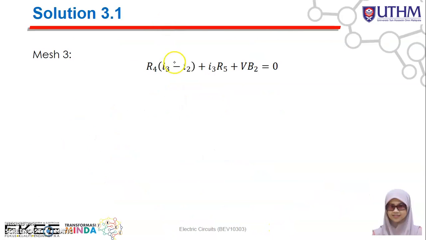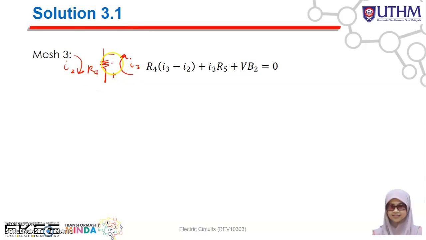Okay. We go to the third mesh, which is mesh 3, where we have the voltage across R4 plus the voltage across R5 plus VB2 is equal to 0. For the voltage across R4, you have R4 here. Based on mesh 3, you have I3. So the voltage based on I3 is given by positive and negative, but R4 is shared by I3 and I2.